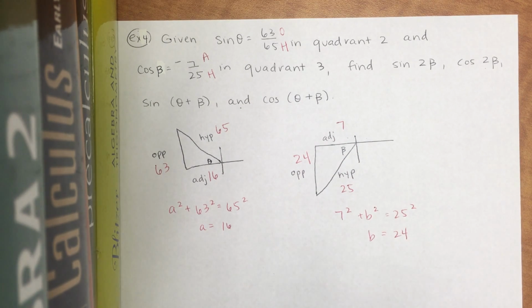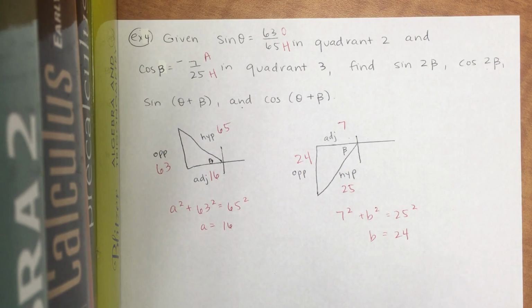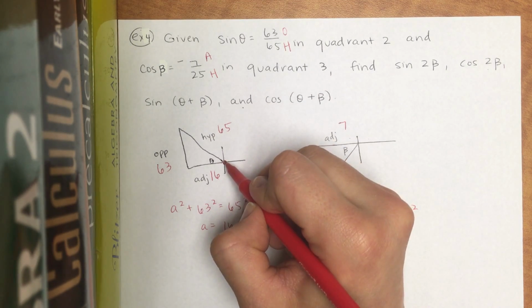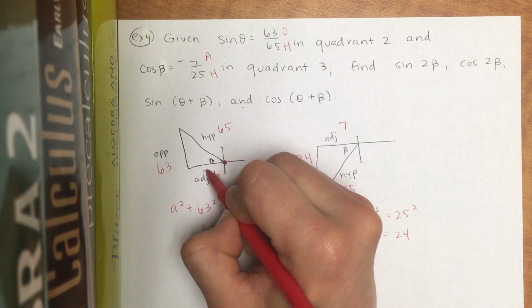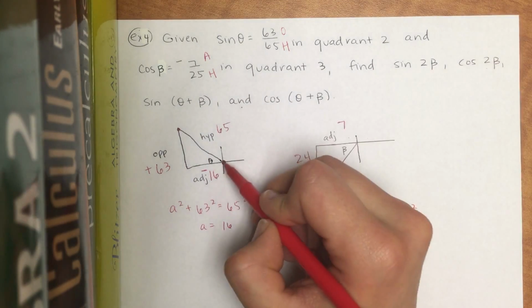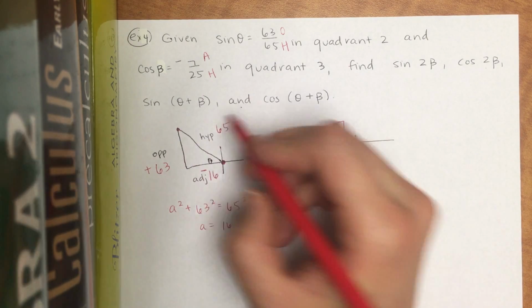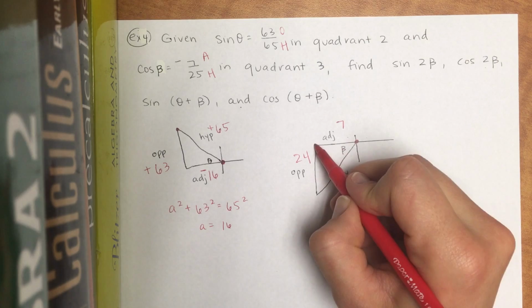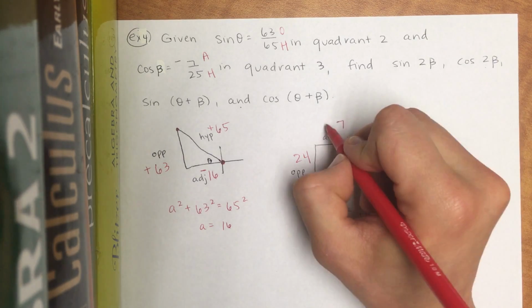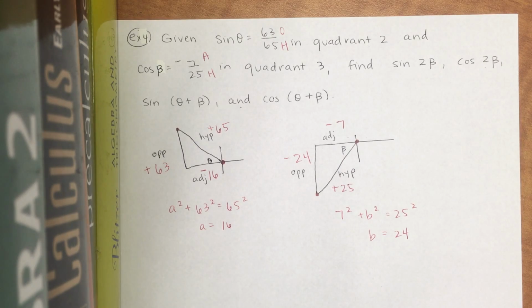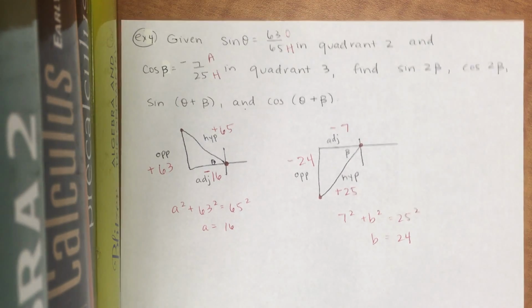Since we're on the coordinate plane, we need to pay attention to plus and minus signs. So from my origin, I go backwards 16 and up 63 to get to the tip of the triangle, backwards, up, and the hypotenuse is always positive. From the origin, I have to go backwards and down, which are both negative directions, and the hypotenuse is always positive. All right, now my triangle is set up.